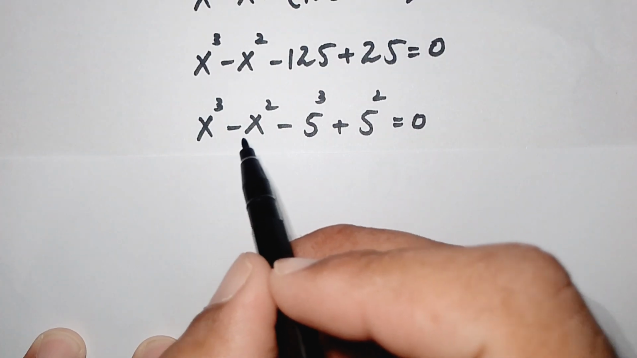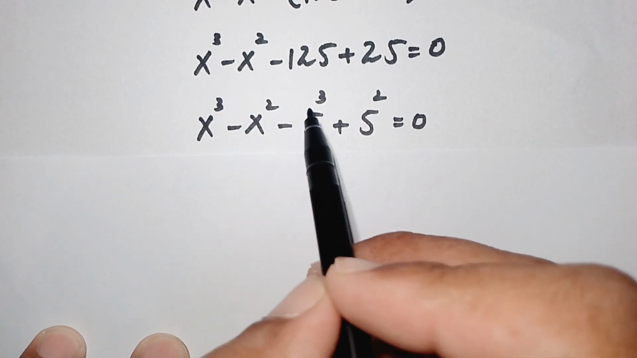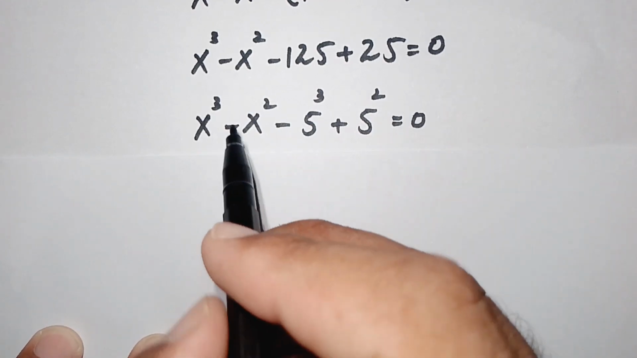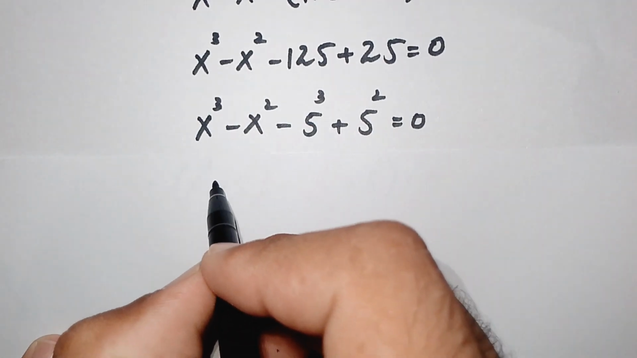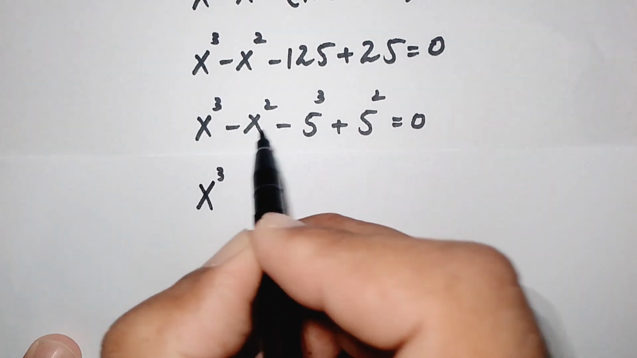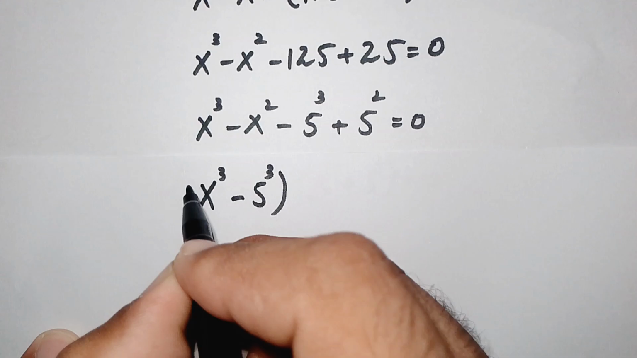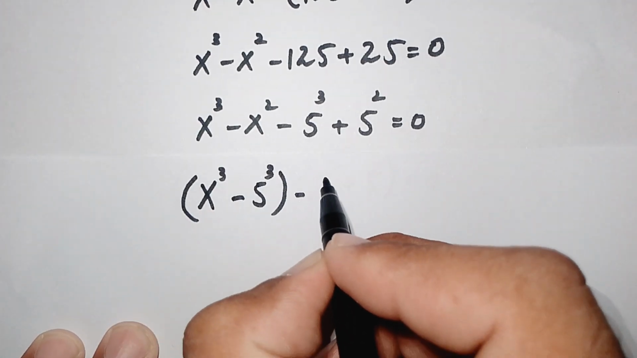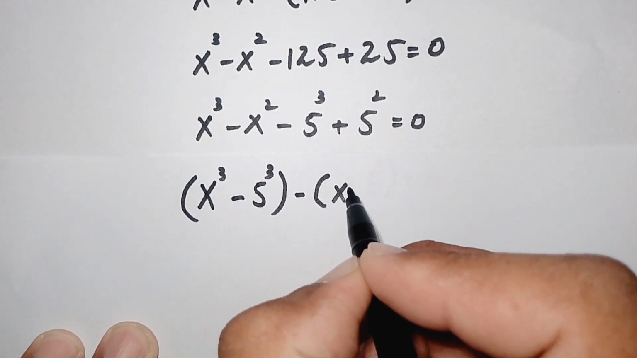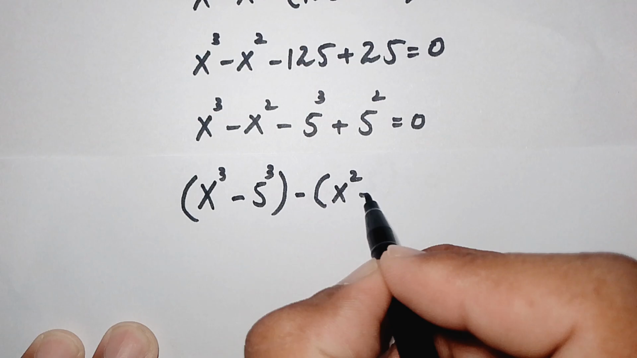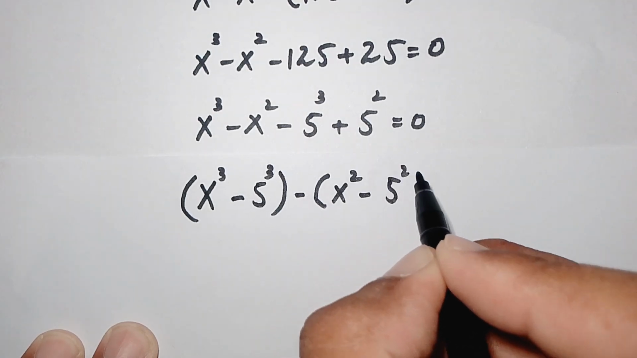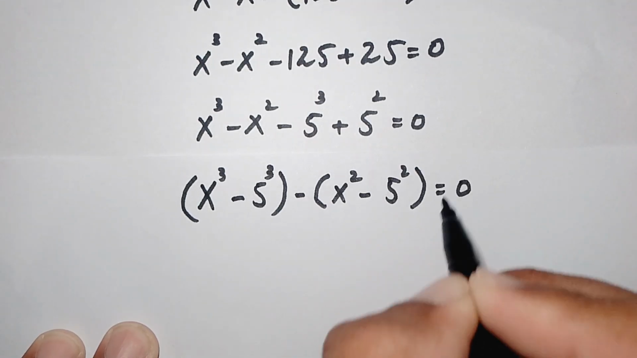Now, we have to combine the same powers, the cubic power with the cubic power and the square power with the square power. So, this will become x to the power of 3 minus 5 to the power of 3, minus x square plus 5 square, which is equal to 0.